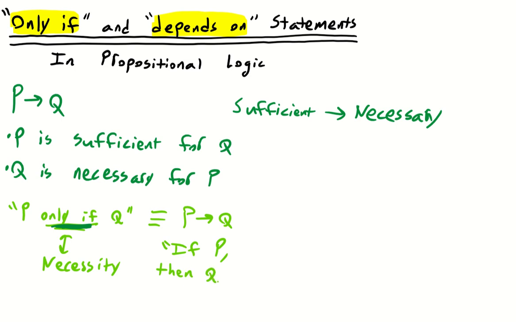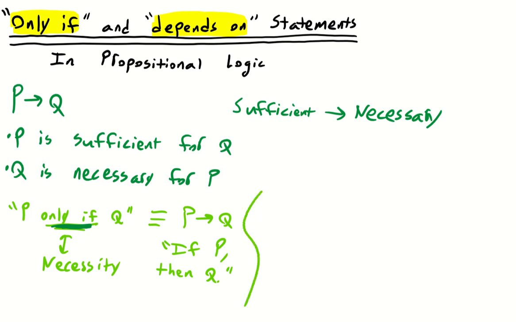Which is a bit confusing because you would think that the statement following if would be the antecedent, but it's not, it's the consequent. Only if, generally speaking, implies something that's necessary. So P only if Q means if P then Q.